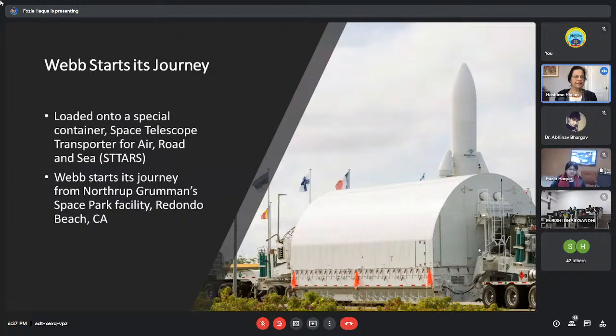So here are just some fun pictures of where Webb started its journey to the launch site. A special container was built for it, called Space Telescope Transport for Air and Road Stars. And here you see it loaded in that big container, starting to roll out of the Northrop Grumman facility in Redondo Beach, California. Next.